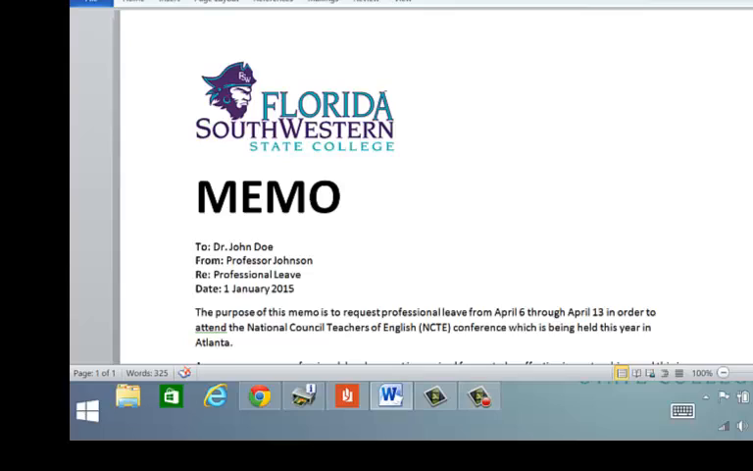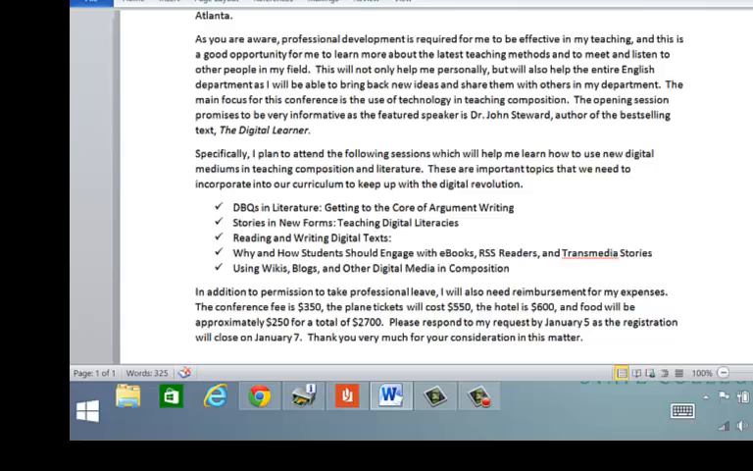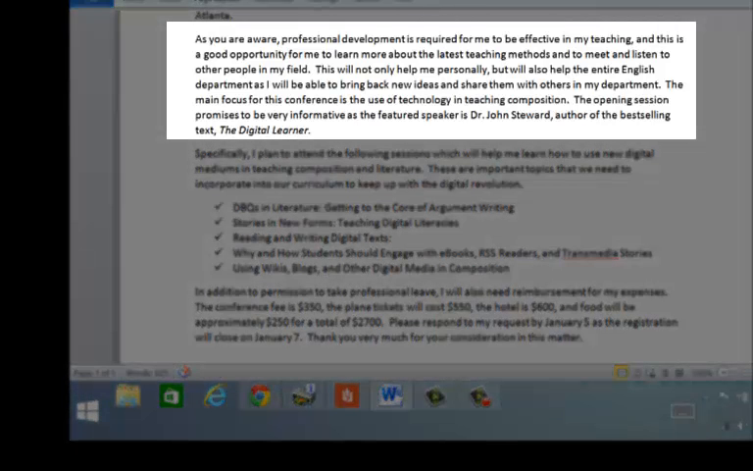Now let's take a look at the second paragraph. This paragraph should explain why it is important that you take the time off. You want to connect with the reader by using you and I. Show the reader how granting this request will help the company. Use logos as you outline the reasons why this trip is worthwhile.